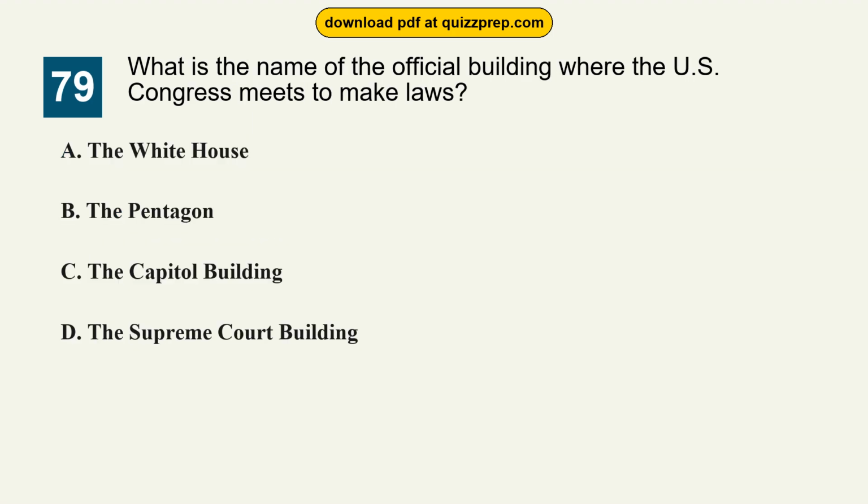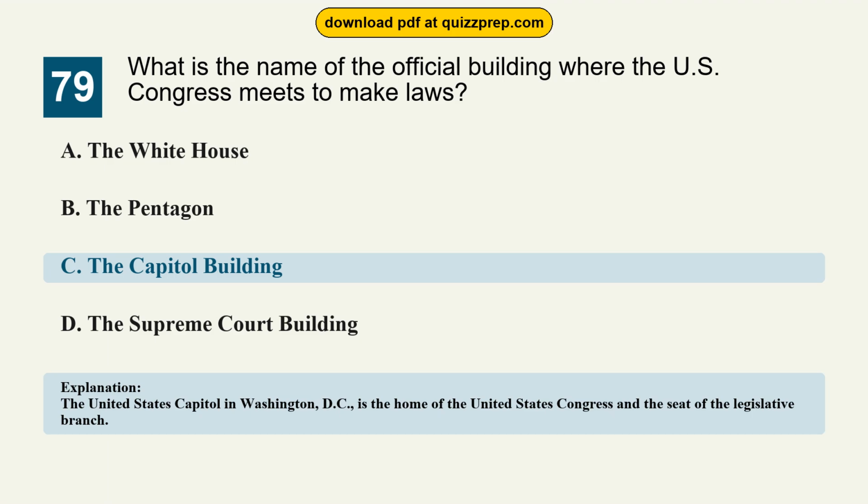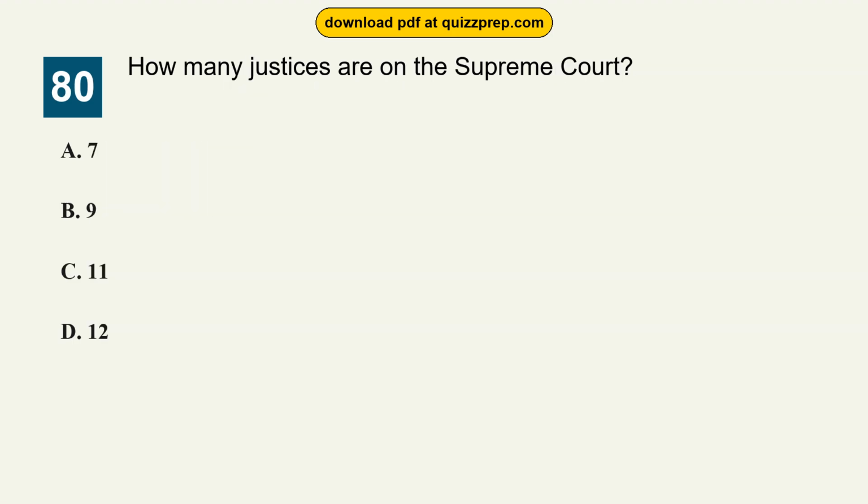Question 79. What is the name of the official building where the U.S. Congress meets to make laws? Option A, the White House. Option B, the Pentagon. Option C, the Capitol Building. Option D, the Supreme Court Building. The correct answer is option C, the Capitol Building. The United States Capitol in Washington, D.C., is the home of the United States Congress and the seat of the legislative branch.